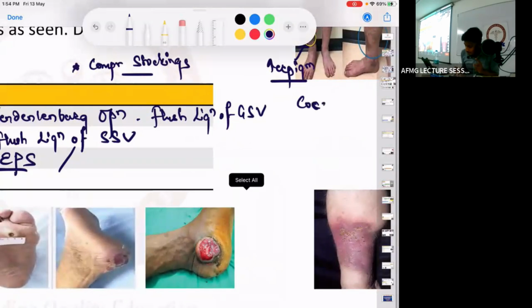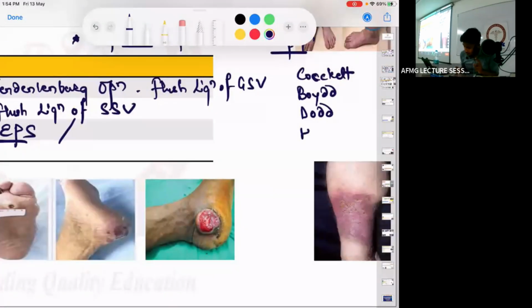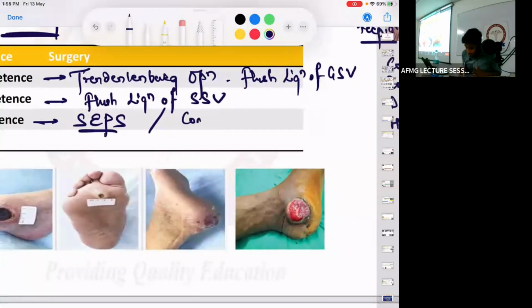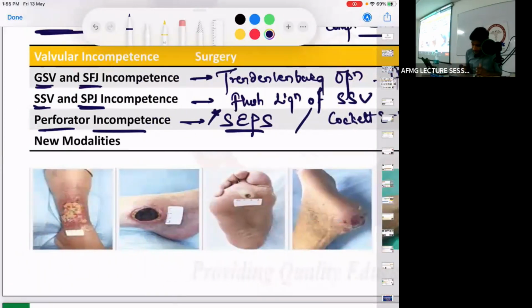First is the medial malleolus, then below knee Boyd, above knee Dodd, mid thigh Hunterian. So these are all the perforators, these are their names. And therefore the traditional surgery which was done earlier was known as the Cockett and Dodd surgery. But the best surgery nowadays for perforator incompetence involves new modalities that we have.